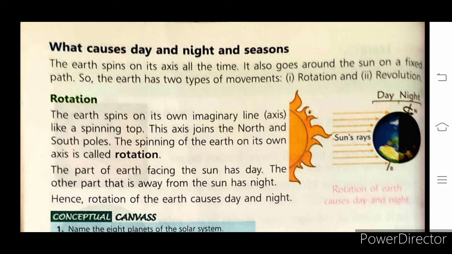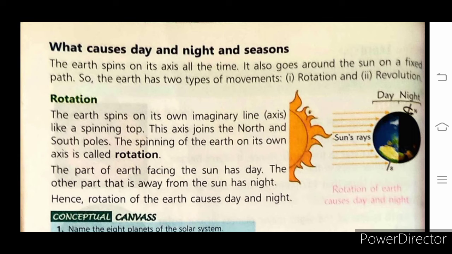Okay. See children, here the picture is given. Here in the picture, the earth and the sun are shown. The part which is facing towards the sun, it is day there, and the other part is night. The part of the earth facing the sun has day, and the other part that is away from the sun has night. Hence, rotation of the earth causes day and night. Here children, from this picture you clearly understand that the part facing towards the sun has day, and the other part has night.